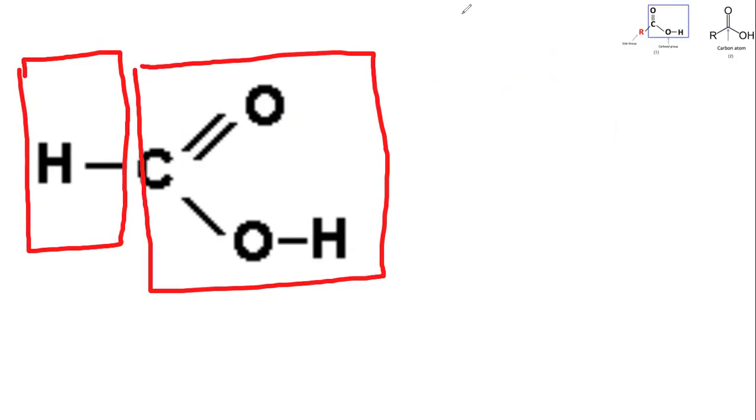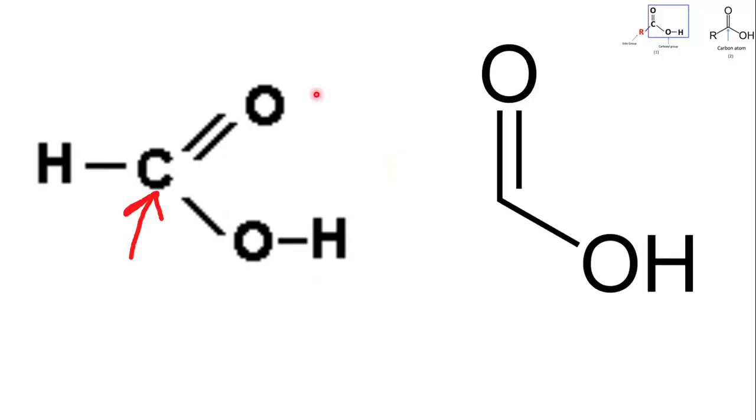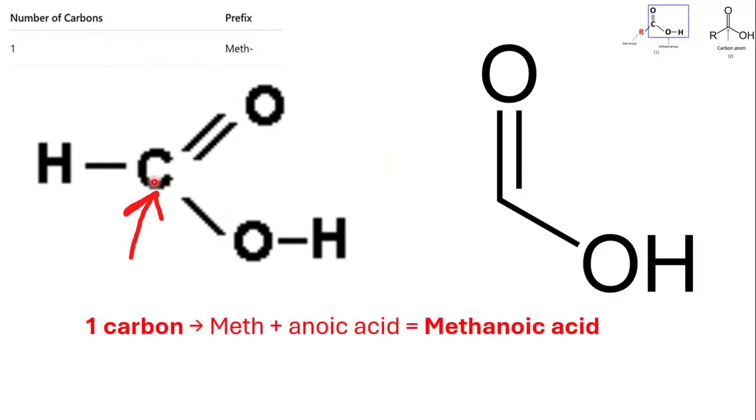What's the next step? According to our steps, we have to count how many carbons we have. As you can see, we only have one carbon. Since we only have one carbon, which prefix are we going to use? We're going to use meth. So one carbon is meth, and then we're going to add ethanoic acid to it. So this is definitely methanoic acid.